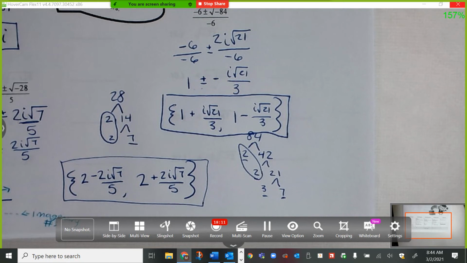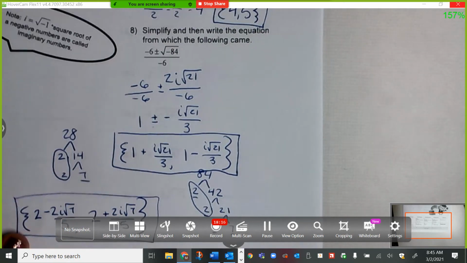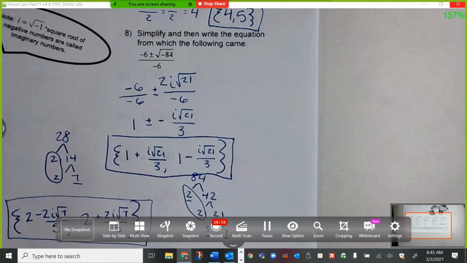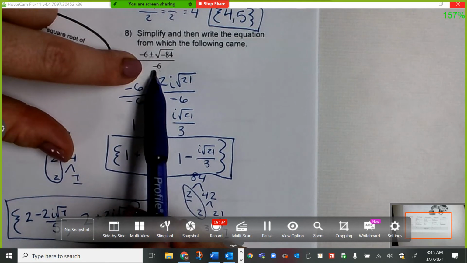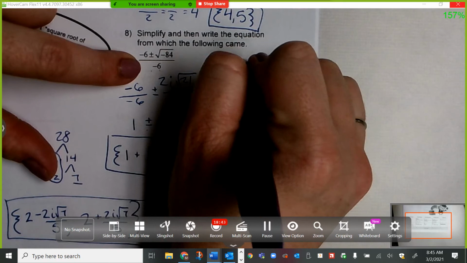To write it in the standard form. It wants you to write the equation from which this came, but this one's a little different. So, what do you think we would do? Would it be pretty easy to find A? Yeah, because isn't this 2 times A? Well, what's negative 6 divided by 2? Negative 3. So we know that A is negative 3.